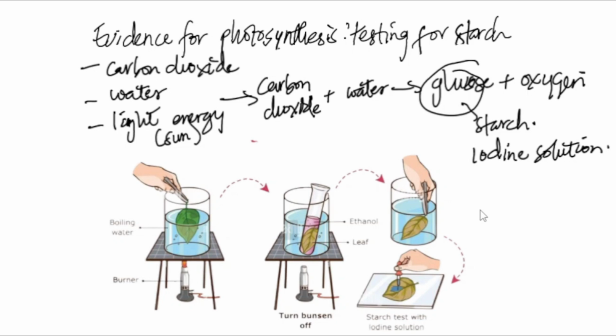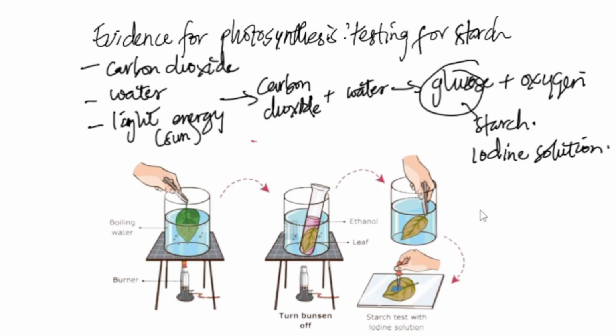The first thing that happens is that a leaf is taken from a plant, and the leaf is placed in warm water, or boiling water. What happens here is that the boiling water is going to soften the leaf for the further process that you are going to do afterwards. You can keep the leaf in there for 5 minutes or maybe 10 minutes. After the time has elapsed, you can take the leaf out.